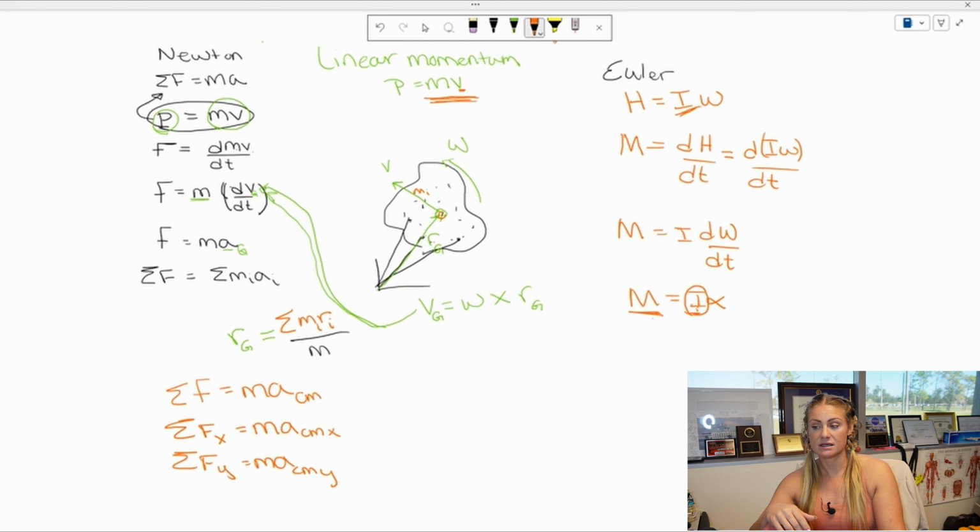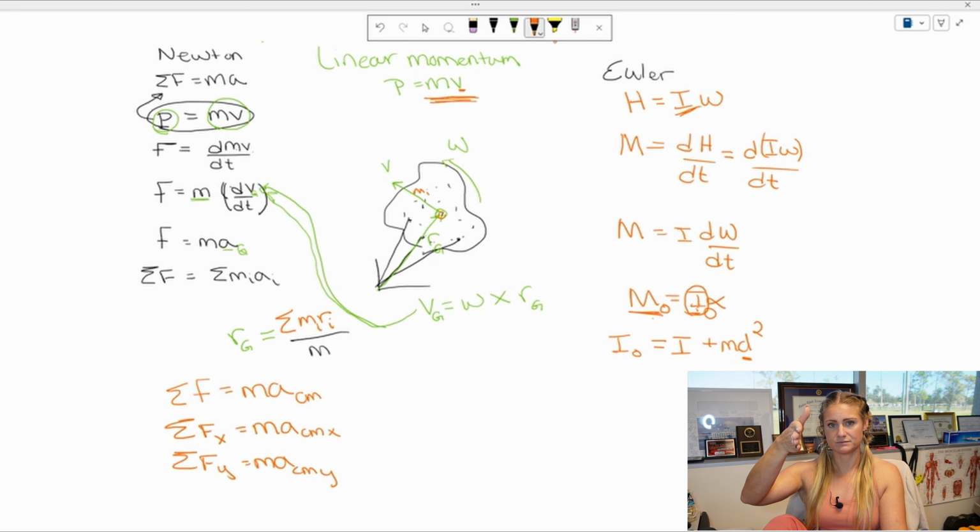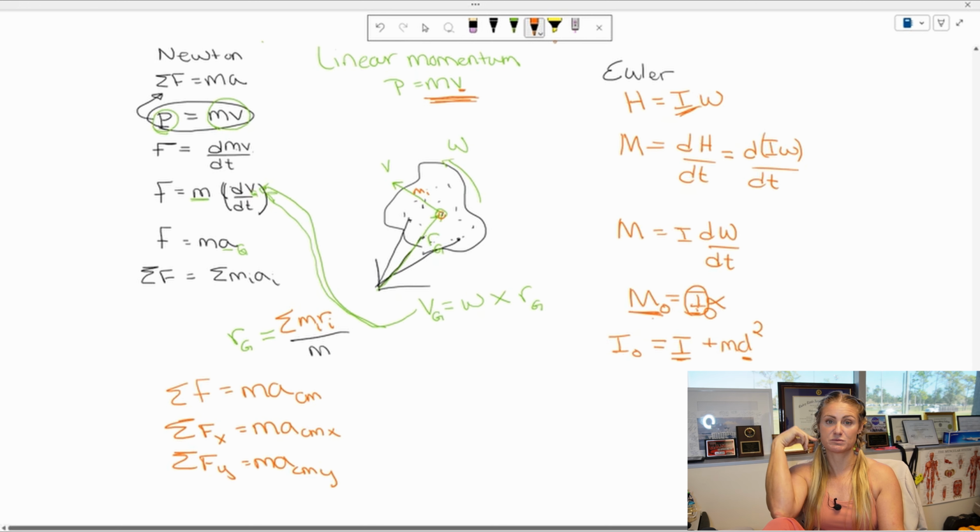If you're taking moments about some random point, you will then have to do I about some random point. To do that, you'll have to use your parallel axis theorem. That should be like a totally different lecture. But basically, if you want I taken about some random point, you're going to do I of the center of mass plus md squared, and the d is the distance between the two axes. You are going to transfer the axis that's going about the center of mass to another parallel axis, so that's the distance between the two axes.